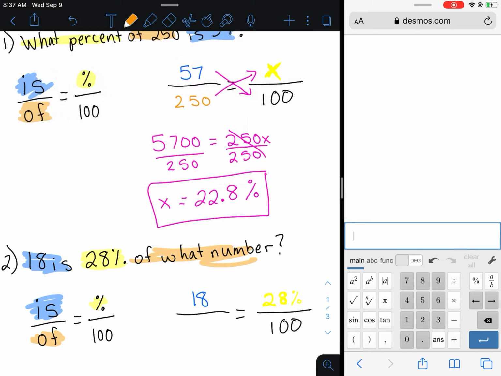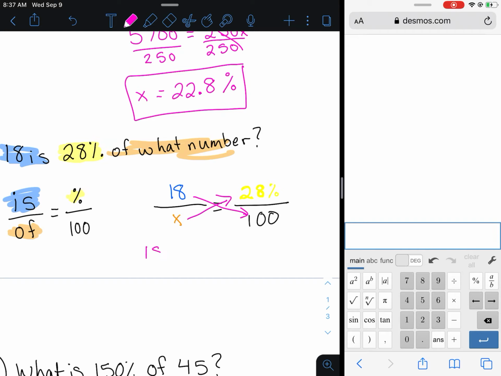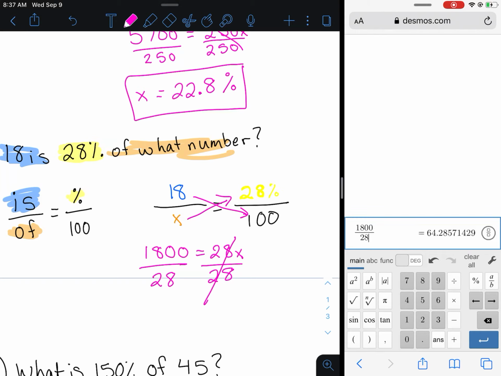So since that is our question, what we are going to do is, again, cross multiply and divide. So 18 times 100 is 1,800, and x times 28 is 28x. We drop the percent sign at that point. Then we divide by 28 because the opposite of multiplication is division. So 1,800, and we divide by 28, and we end up getting approximately 64.29 for our x value.